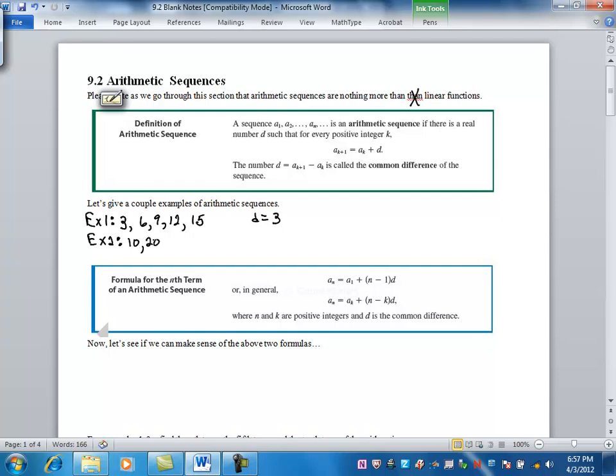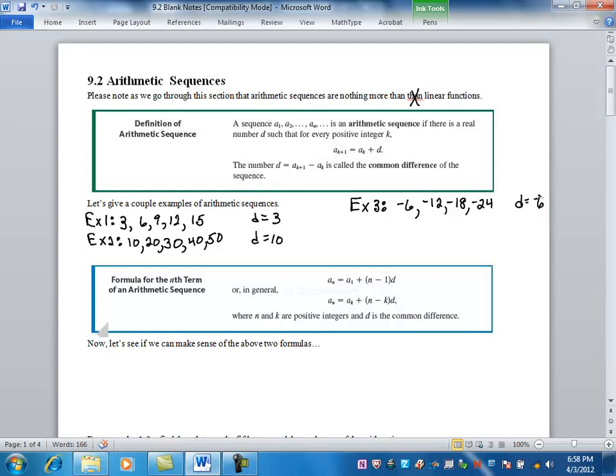If I look at example 2: 10, 20, 30, 40, 50. The common difference here is 10. Another example, example 3: negative 6, negative 12, negative 18, negative 24. My common difference is negative 6, as we subtract 6 each time to move from one term to the next.